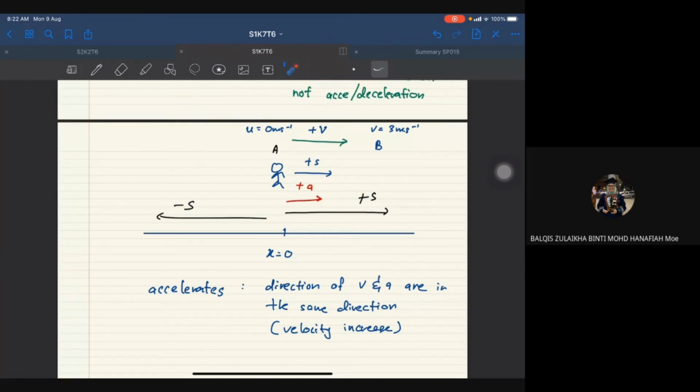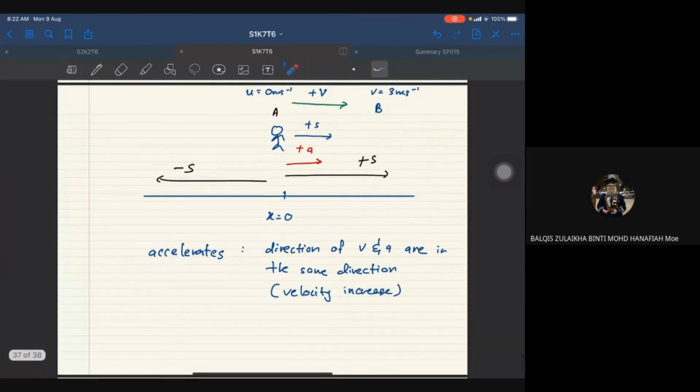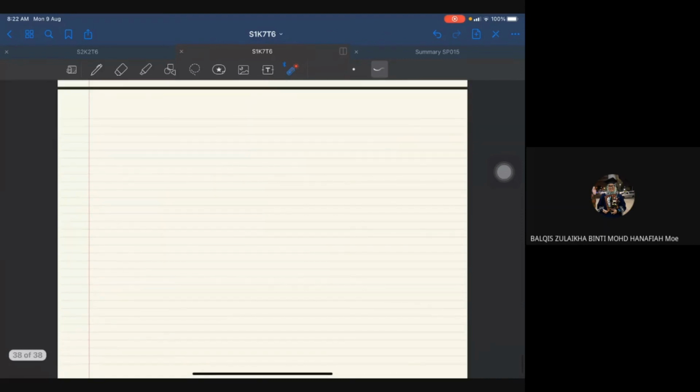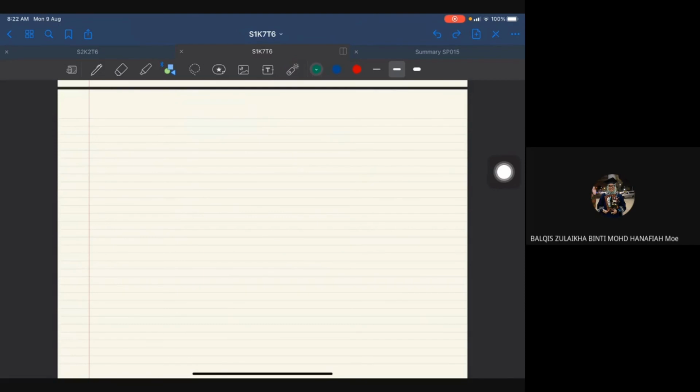Okay, now, if I want to represent this motion from A to point B in terms of graph, the 3 graph. So basically in your syllabus you have 3 graph. Why did I use the blue pen? I'm going to change it to the black pen again.